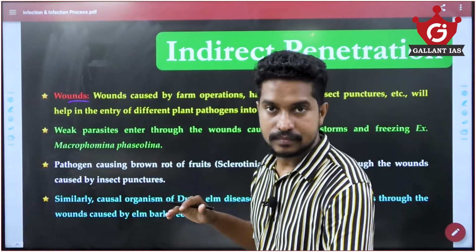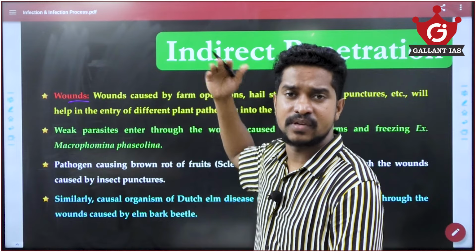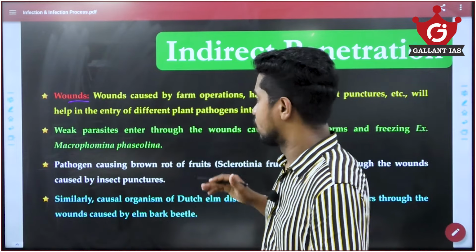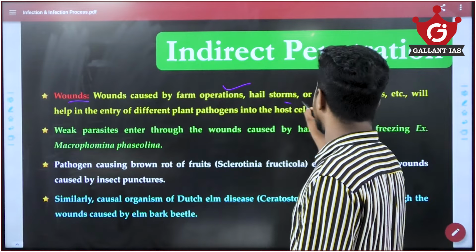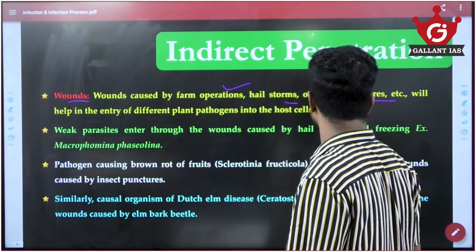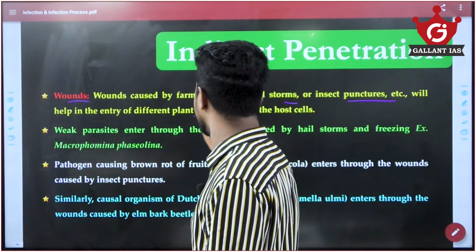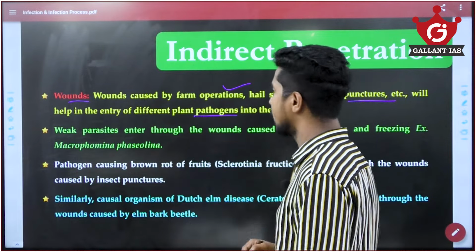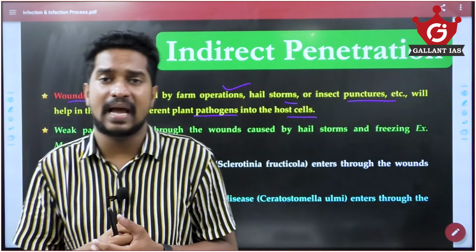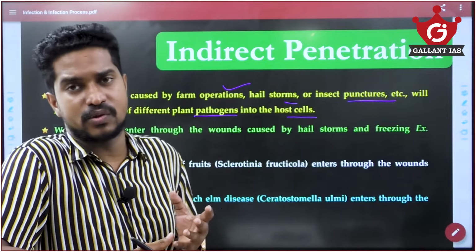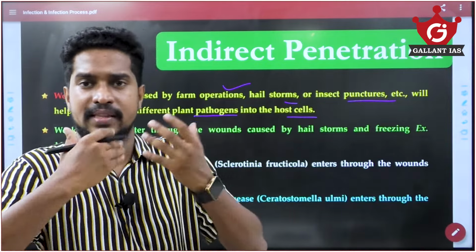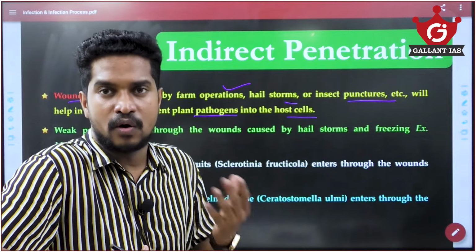Through wounds, the microorganisms or pathogens can enter into the host. Wounds caused by farm operations, hailstorms or insect punctures will help in the entry of different plant pathogens into the host cells. If a wound happens on the host plant, through that wound they can enter into the host plant.